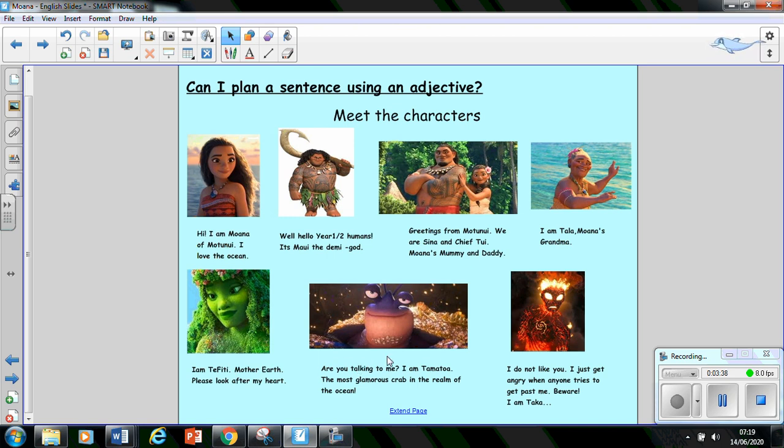Here, this is the very smug Tamatoa, the glamorous crab who lives in the realm of the ocean. And this scary person here is actually Takar, who we meet in this story, and Moana meets her too. So hopefully you've gathered all that when you watched your film in your cinemas at home. Okay, so these are your characters, and you've met them.